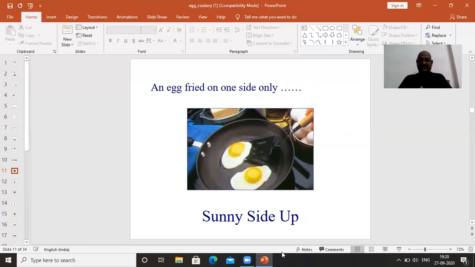So the first preparation is sunny side up. The sunny side up, when you're making the breakfast preparation of fried egg, the yolk should not break and the white should cook only on one side. That is known as sunny side. This is one of the fried eggs served in the breakfast.